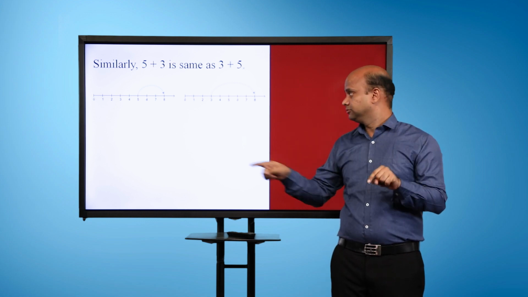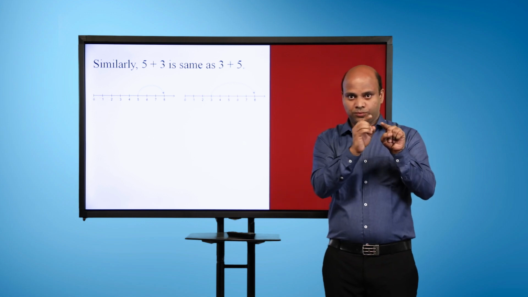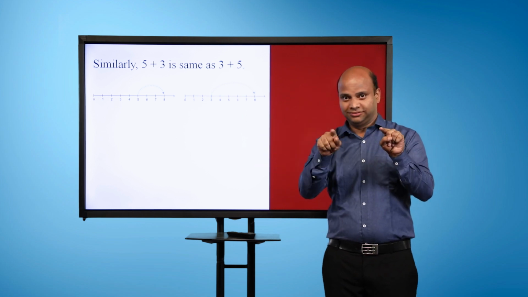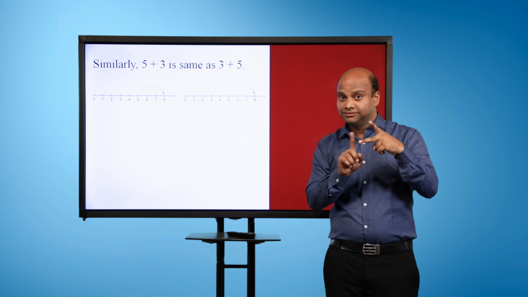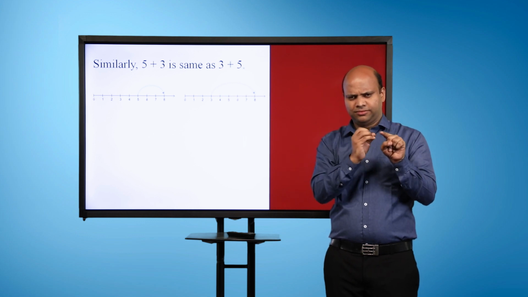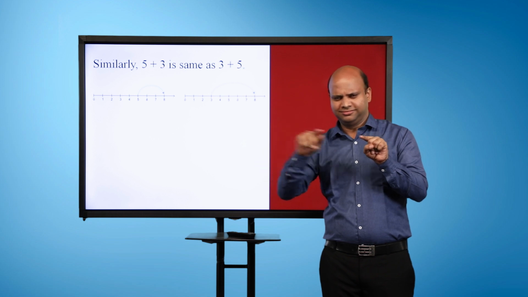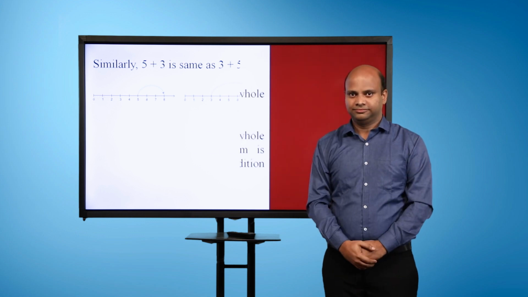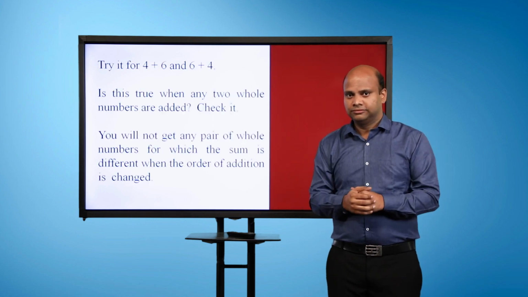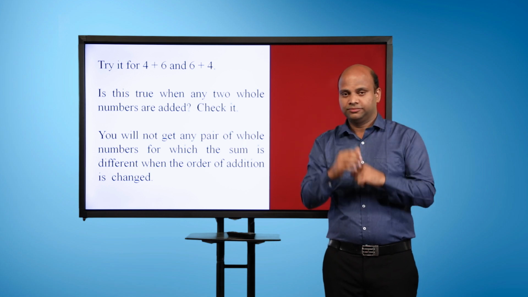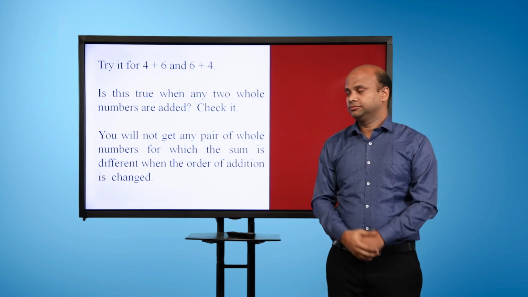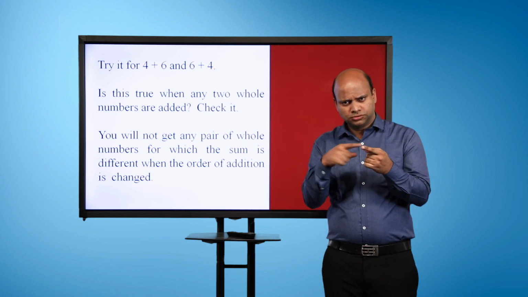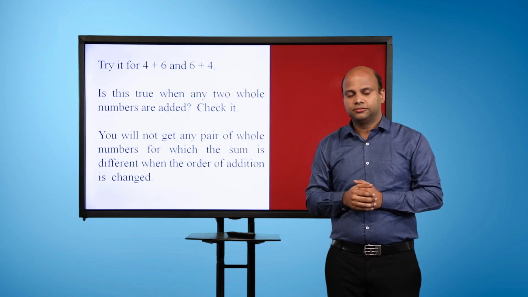Again, we have two line diagrams, both with numbers from 0 to 8. In the first one, we jump from 5 to 8, and in the second one, from 3 to 8. Try it for 4 plus 6 and 6 plus 4. Is this true when any two whole numbers are added? Check it.